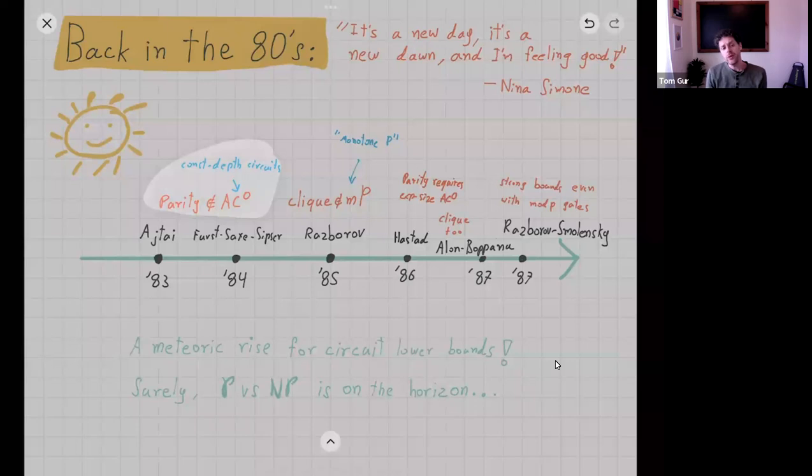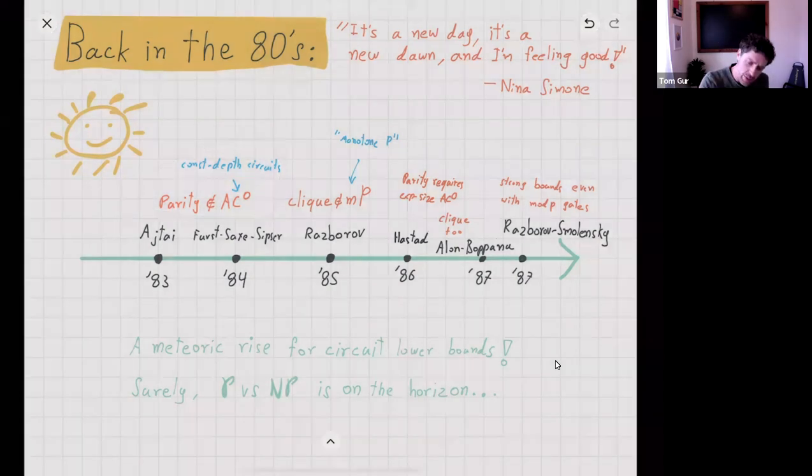However, one could say, well, this is not reason to go out to the street and celebrate, because, I mean, it's parity. It's a function which is clearly easy to compute. So this goes more to show that constant depth circuits, this AC0 class, is extremely weak, as opposed to saying we proved extremely strong lower bounds.